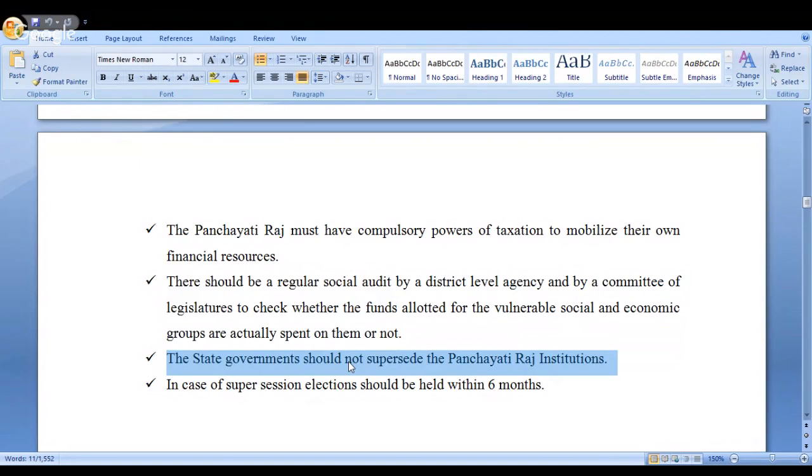In case of supersession, elections should be held within 6 months. Kindly remember, I am talking about Ashok Mehta Committee recommendations. Don't dissolve them. If you dissolve them, elections must be conducted within 6 months. Most of the recommendations that are given by the Ashok Mehta Committee, now they are reflecting in the constitution. But please remember, at that time, none of the recommendations were accepted.